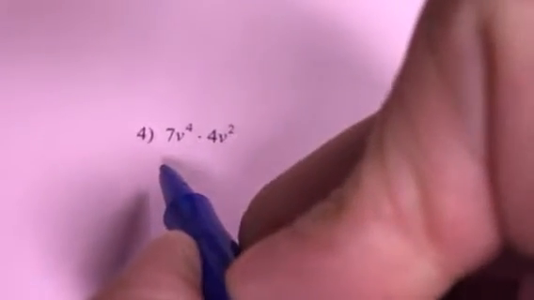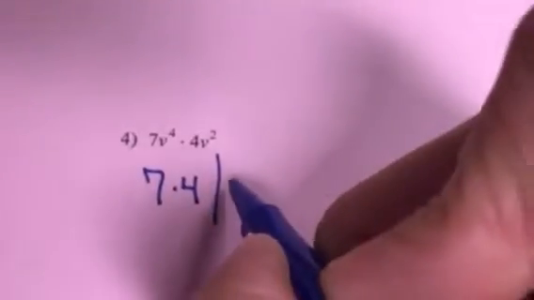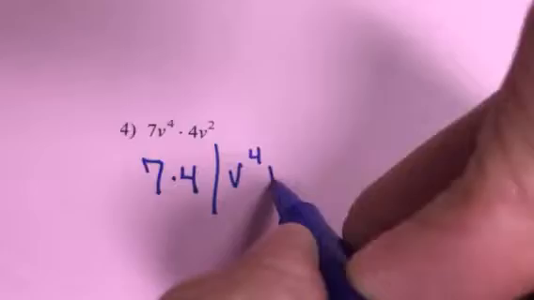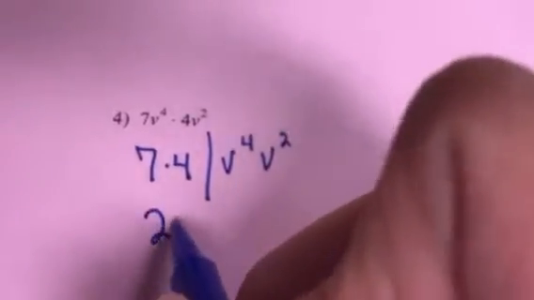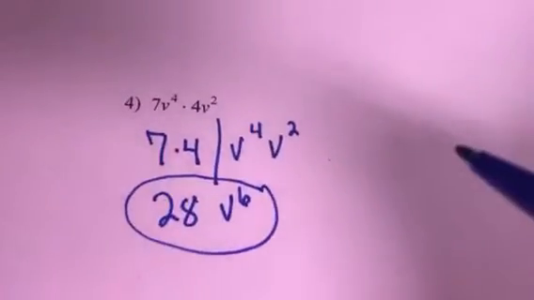So just going through a few of them, if the problem's a little overwhelming, maybe on, for instance, number 4, we talked about that you could make your houses. I can make a house for the 7 and the 4. I can make a house for my v's. And when I'm done, that's 28 and v to the 6. So that's number 4.